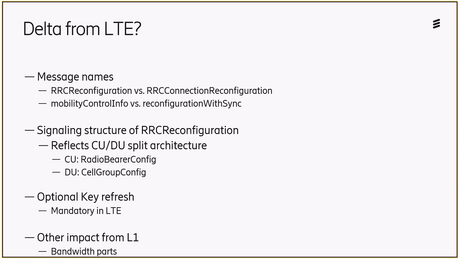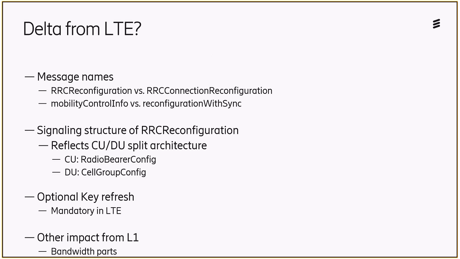But the message name changes a little bit, and you will not find the name handover command in RC if you search for it. Don't get frustrated. There are still handovers going on, but it's more like a terminology thing. And for those familiar with LTE, instead of mobility control info, you will have this reconfiguration sync field name, and that's what tells the UE that this is a handover. It's not any kind of reconfiguration.